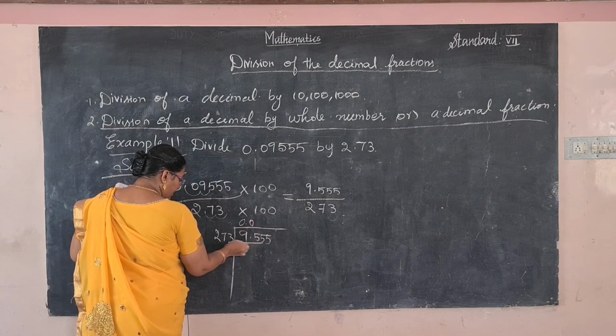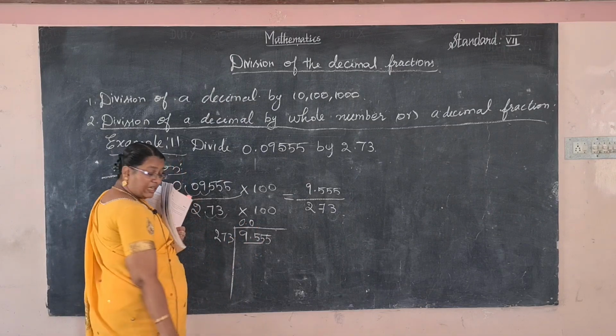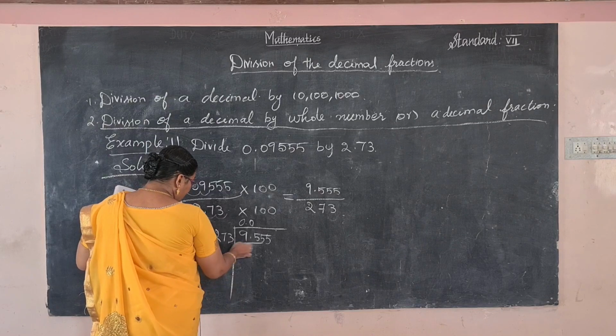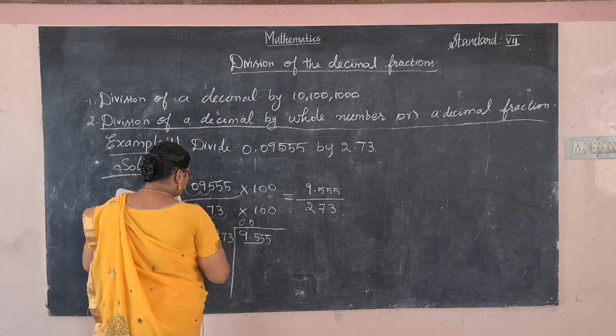Now we consider the first 3 digits. So how many times does 273 go in?